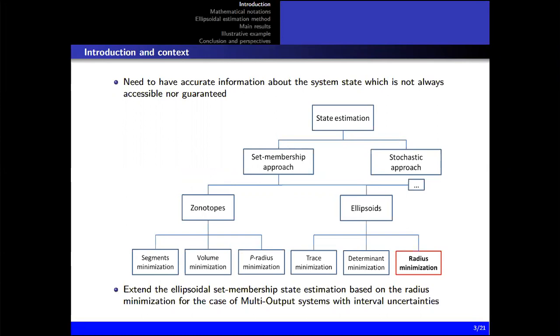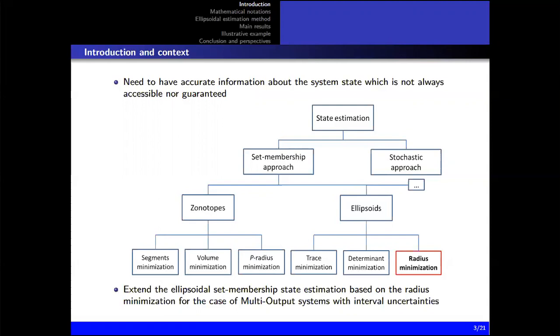Several sets are used to implement set membership approaches: polytopes, parallelotopes, zonotopes, and ellipsoids. In the case of zonotopes, a lot of methods can be found: singular value decomposition, the minimization of the volume, the minimization of the segment, and the minimization of the P-radius, which is a trade-off between the accuracy of the minimization of the volume and the reduced complexity of the segments. For the ellipsoids, there is the trace minimization, where the sum of the semi-axes of the ellipsoid is minimized, and the determinant minimization, where the volume of the ellipsoid is minimized.